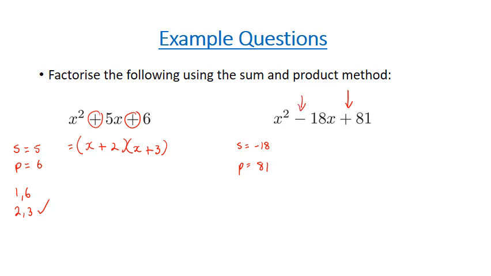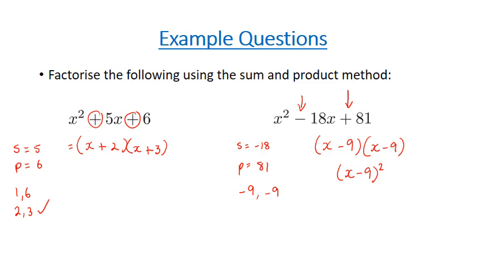Because this is a negative number, a negative symbol here, I know the two numbers I'm looking for are both negative. So I'm going to have a negative number and a negative number. What two numbers multiply together to give me 81, but add together to get negative 18? Negative 9 and negative 9 are the numbers I've got. So I can say x minus 9, x minus 9, or alternatively, I can write x minus 9 all squared.